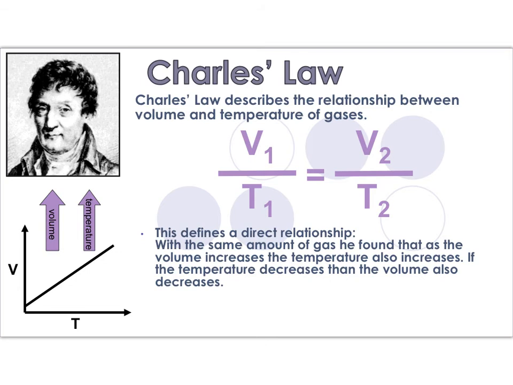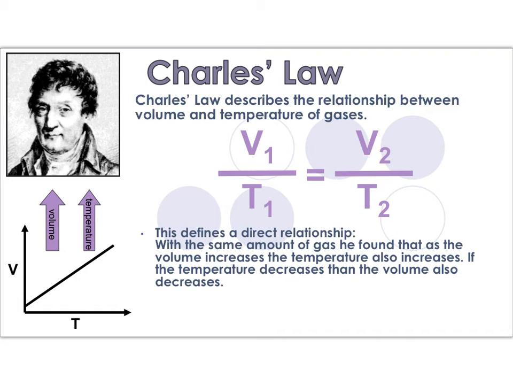The next law we're going to talk about is Charles's law. Charles talked about the relationship between the volume and temperature of a gas. The formula looks like this: V1 over T1 equals V2 over T2. Remember that this is a direct relationship. As volume goes up, temperature also goes up, and if volume goes down, temperature also goes down.